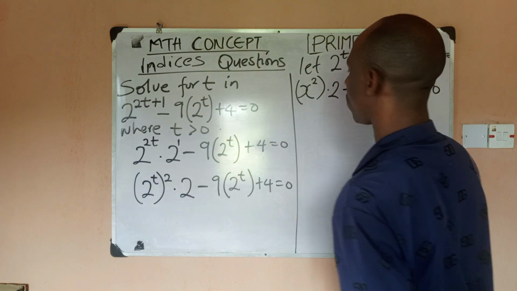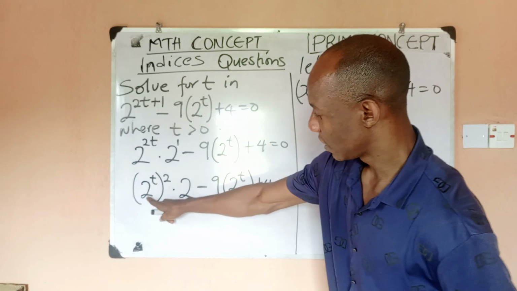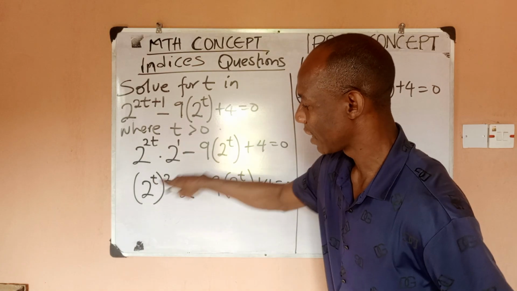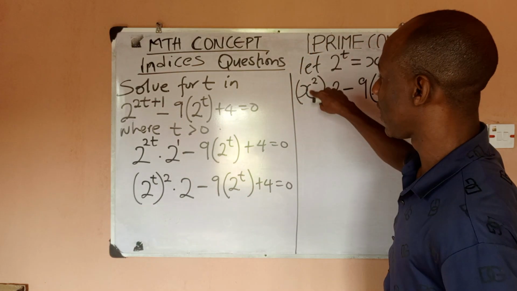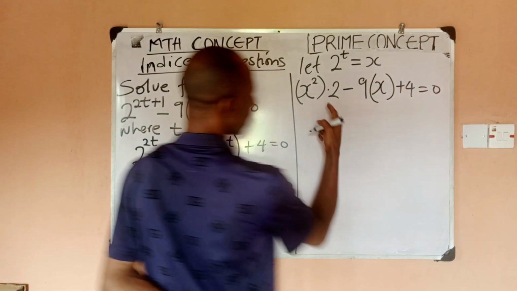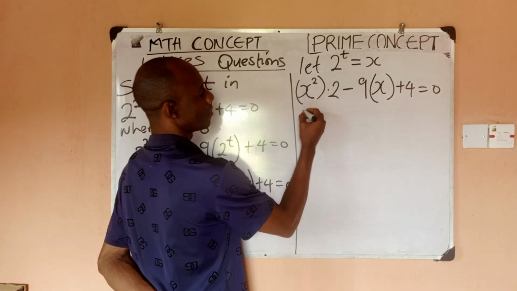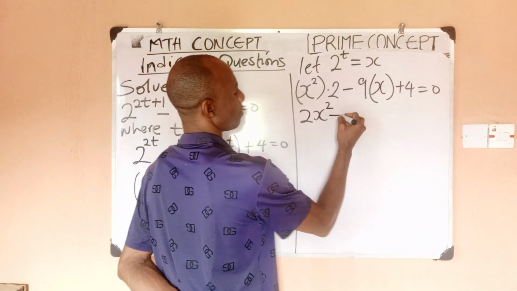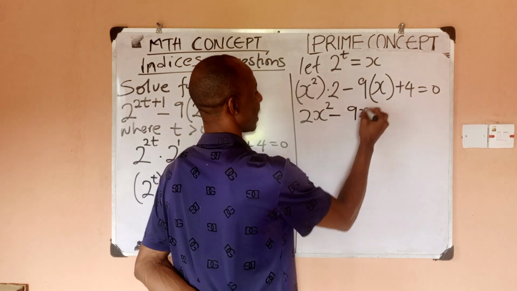I hope this is clear. This 2 raised to power t is already x. Then this is x raised to power 2, then times the 2 that is outside. Now, if I open this, it would simply give me 2x squared. This times this, right? Minus this times this, which is 9x, plus 4 equals 0.